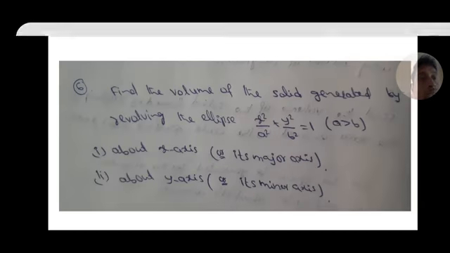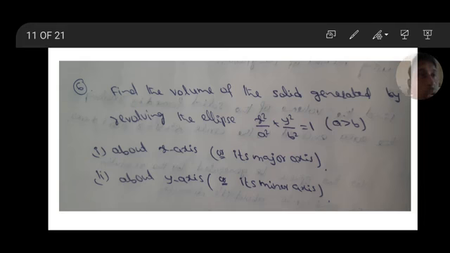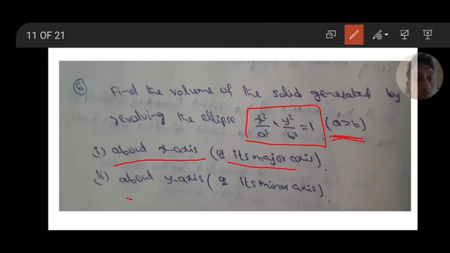Next problem, it is also a very important question. Find the volume of the solid generated by revolving the ellipse. Here the ellipse is given as x square by a square plus y square by b square equal to 1, where a is greater than b. First, about the x-axis, it is the major axis; about the y-axis, it is the minor axis.